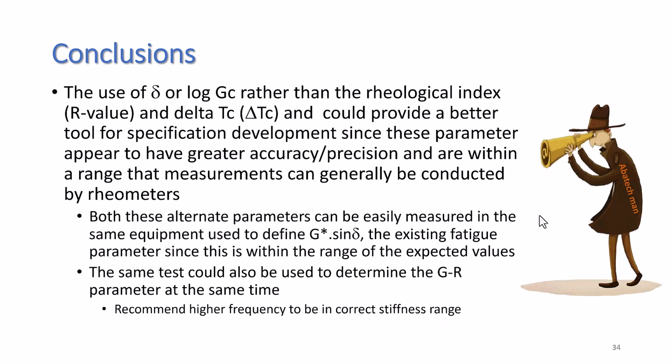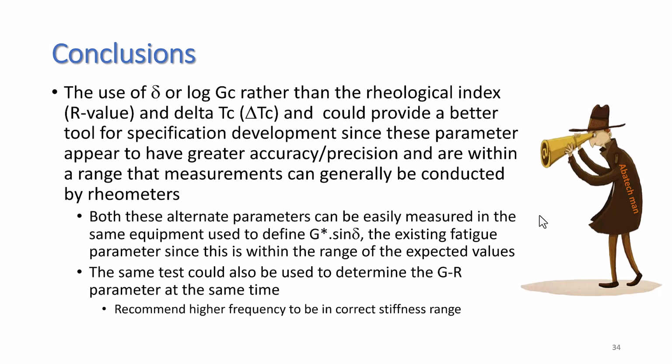So in conclusion, the use of the phase angle or log GC rather than the rheological index and the delta TC value is going to provide us a better tool for specification development, since these parameters have a greater accuracy and precision within the range that can generally be measured by rheometers. And out of those two parameters, the delta and the crossover modulus, the delta is definitely the better parameter.